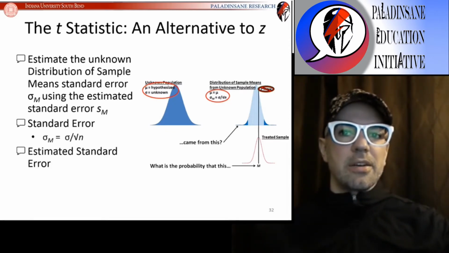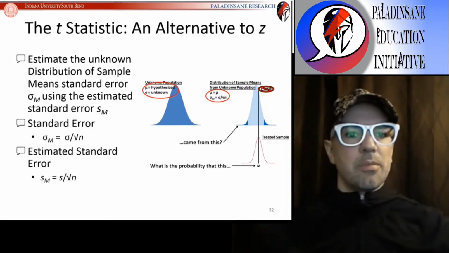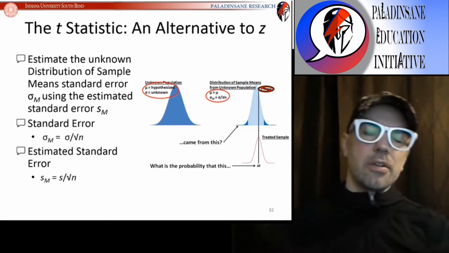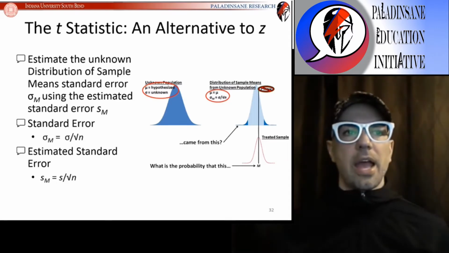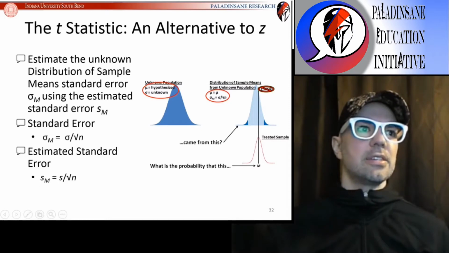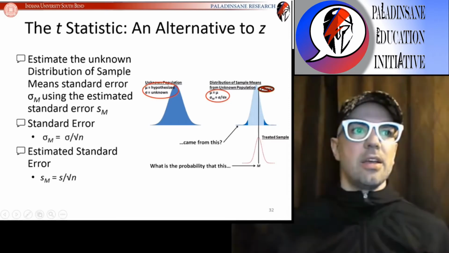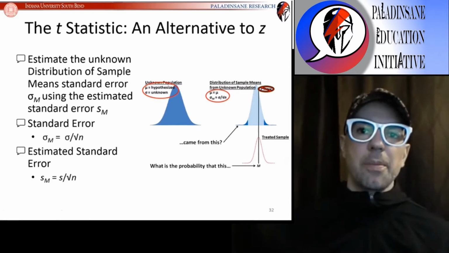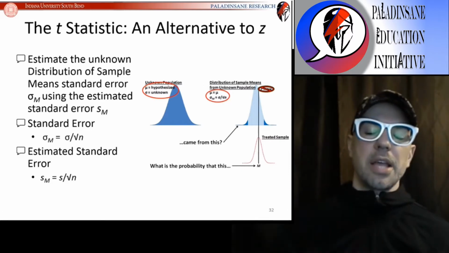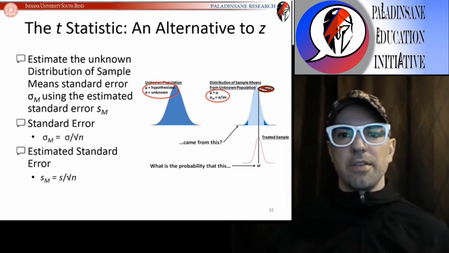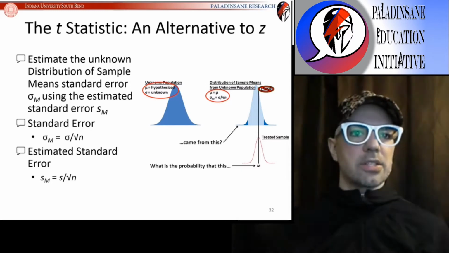Your estimated standard error looks almost exactly the same because we're just subbing in the sample standard deviation for the population standard deviation. So the estimated standard error equals your sample standard deviation divided by the square root of the size of your sample. So it's the exact same type of formula. We're just using sample standard deviation in place of your population standard deviation. All right, so that was that move.